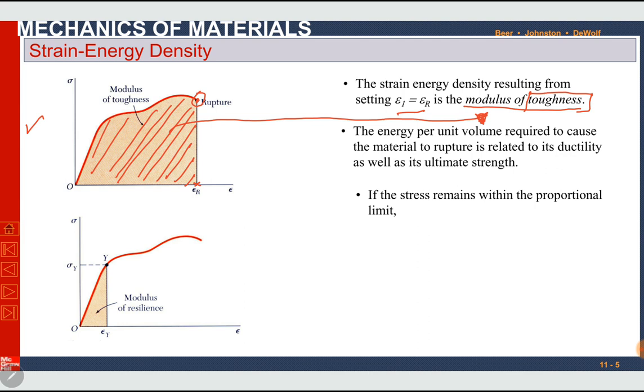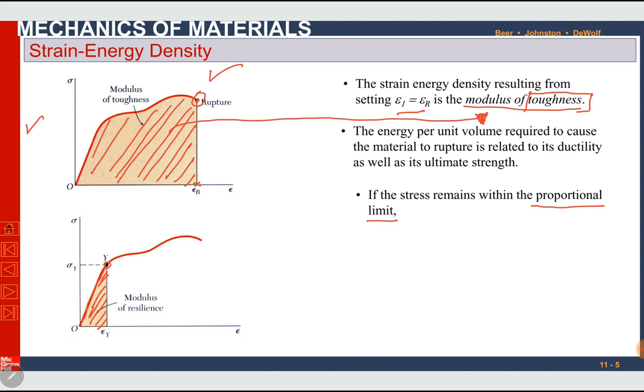If the stress remains within the proportional limit, in this case we have discussed a ductile material until rupture point, but now let us consider the stress is until yield point only, or proportional limit only. So the line is almost a straight line and the area under the curve is simply a triangle, area of a triangle, and we call this area modulus of resilience.